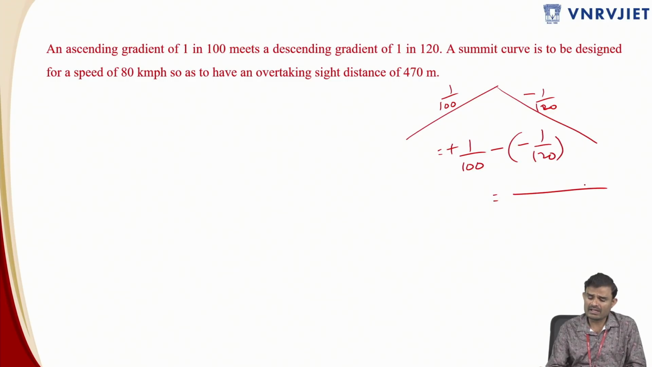So you better go for the LCM. So 12 fives are 60, so it will be 600. So this is 6 plus 5, that is nothing but 11 by 600. So that is what you are going to get as the value of N. N is equal to 11 by 600. Of course you can convert that into percentage also.